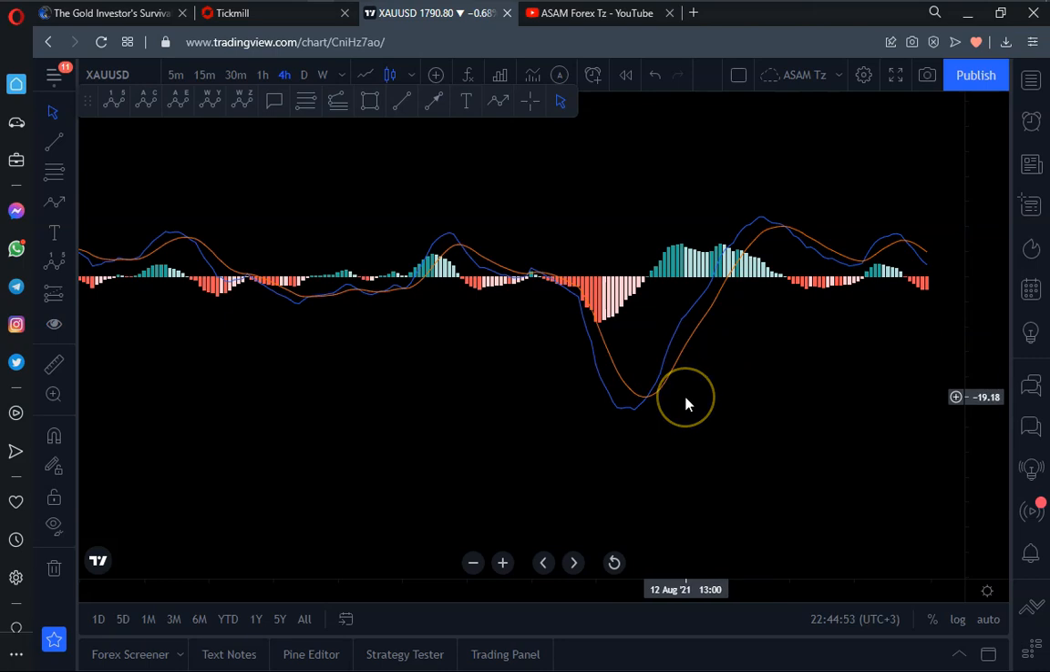So usually, in a simple way, when the MACD line crosses over the signal line from the downside to the upside, this is an indication of a bullish momentum. And when the MACD line crosses the signal line from the upside to the downside, this is an indicator of a bearish momentum in the future move. So that is a simple way on how MACD is used.